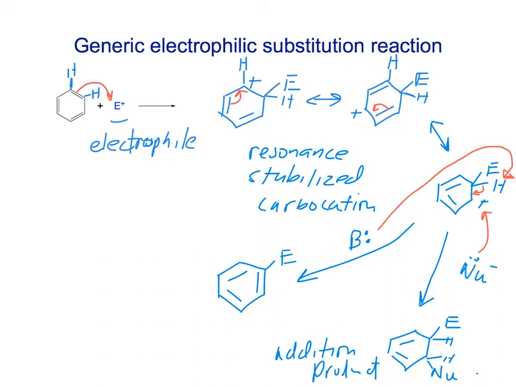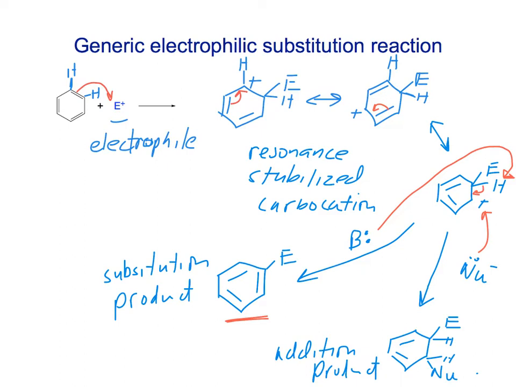Okay, so why do you think it is that this substitution product is more favored over the addition product? Right, because one of them, the substitution product, is aromatic, right? Whereas the addition product is not. Okay, so that's a much more stable product. So if the molecule can, it's going to maintain its aromaticity.